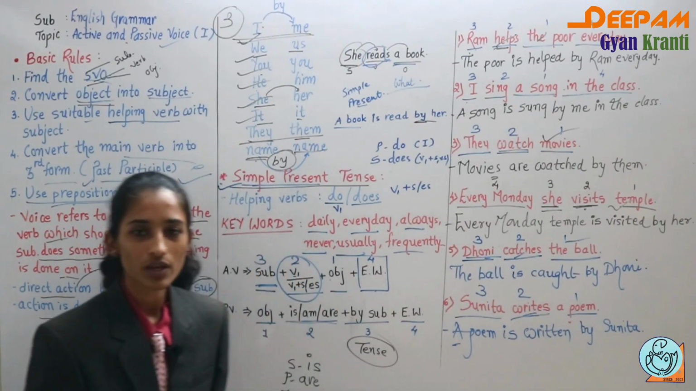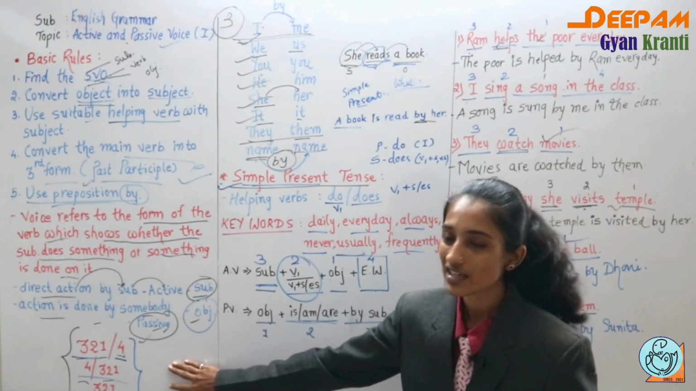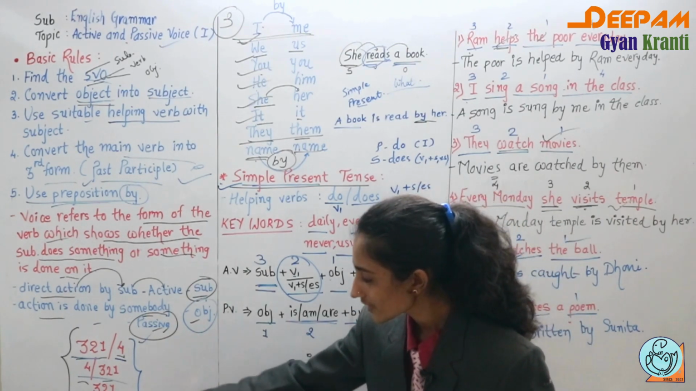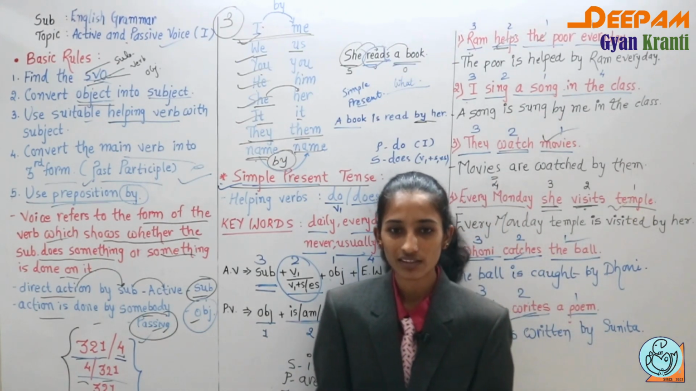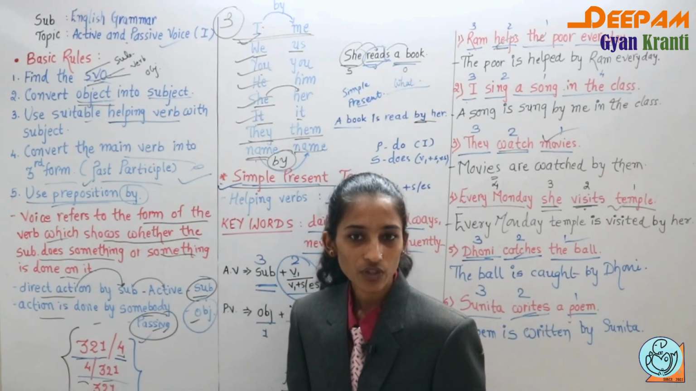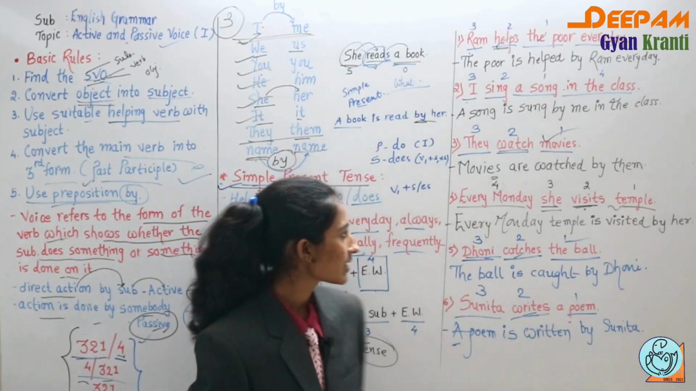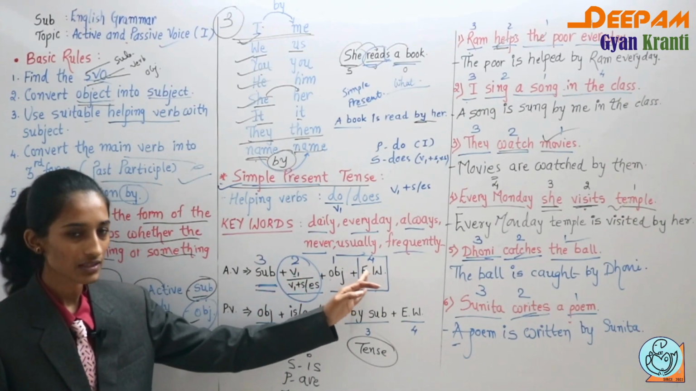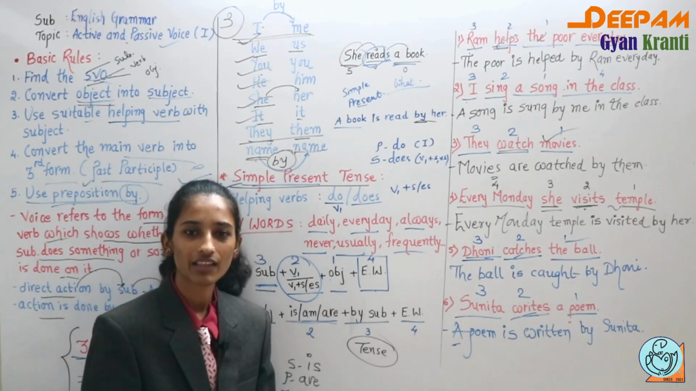Right, so this way you can change from active to passive. Okay, you have to remember these numbers only. 321 per 4 wicket, 4 wicket per 321 run, else 321 all out. And the basic rule: first find SVO, then check the tense, then make the object into the subject, then use the suitable helping verb, then main verb to V3 form and use the preposition by. And in simple present tense, what do you have to do? Subject V1 S or ES plus object plus extra word. So you have to change into object plus is/am/are plus by subject and then extra word.